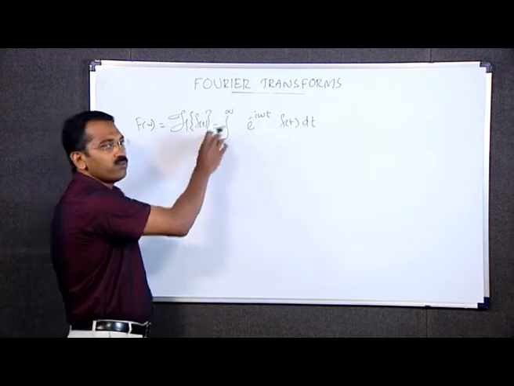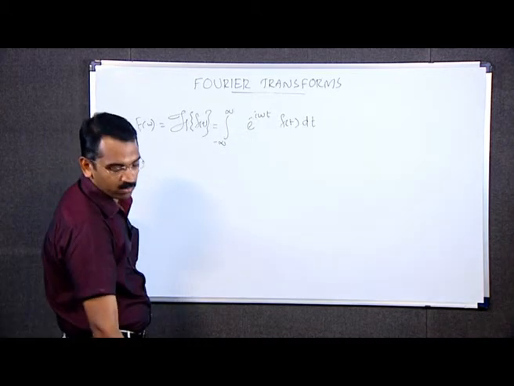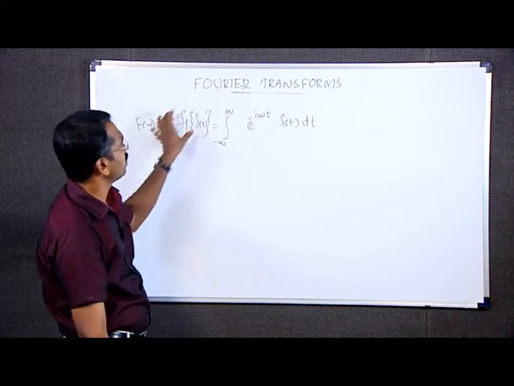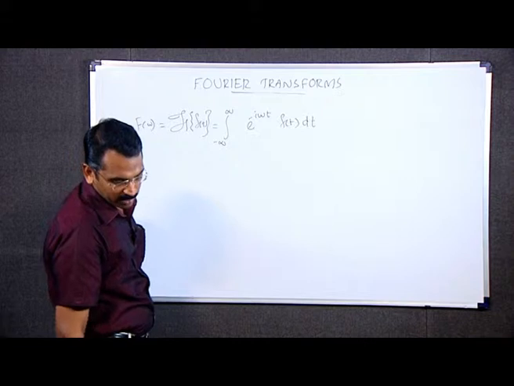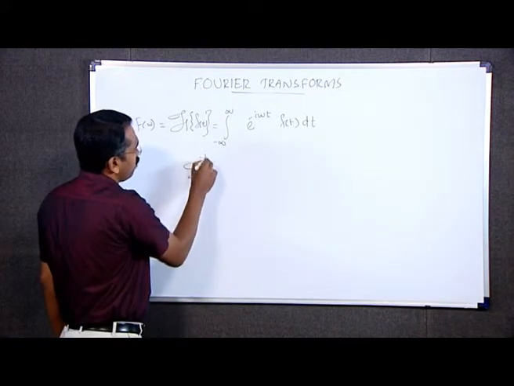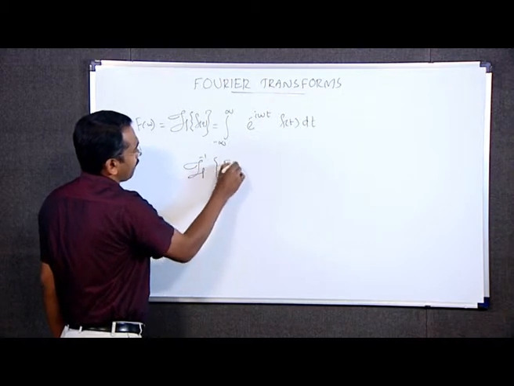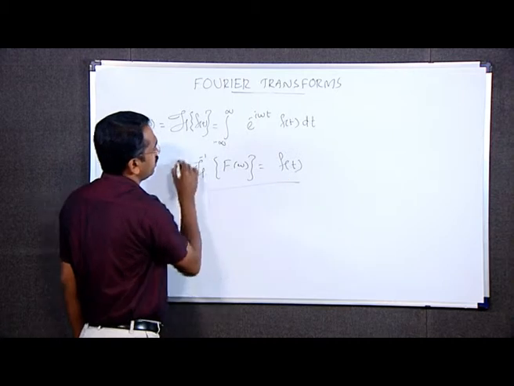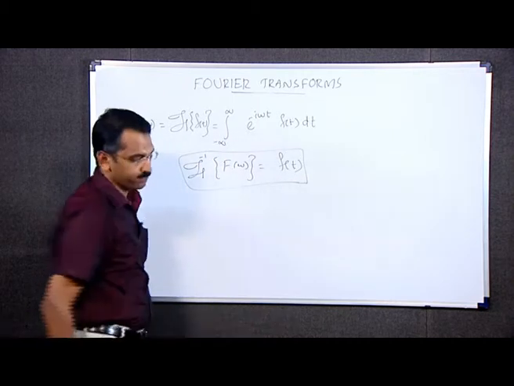And the corresponding inverse Fourier transform of the Fourier transform is defined as F inverse of F of omega, which is equal to f of t. This is the inverse Fourier transform.